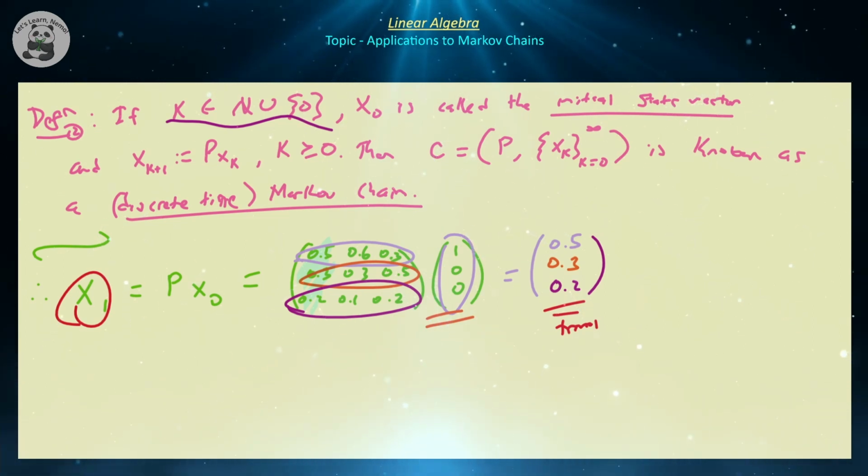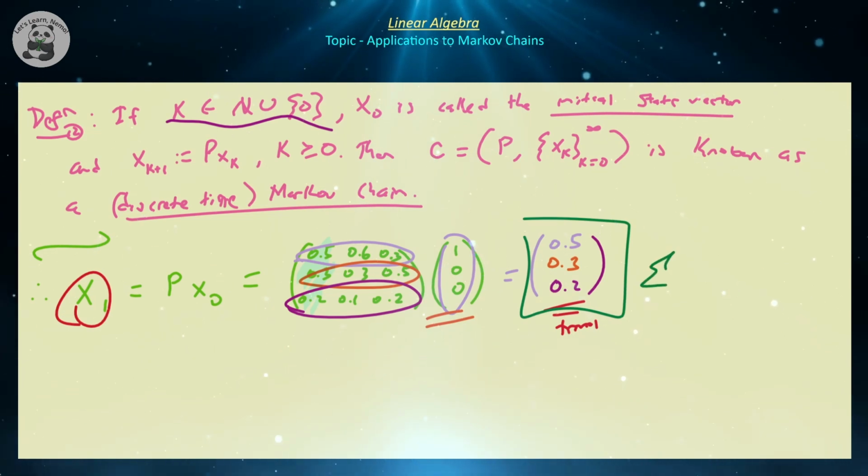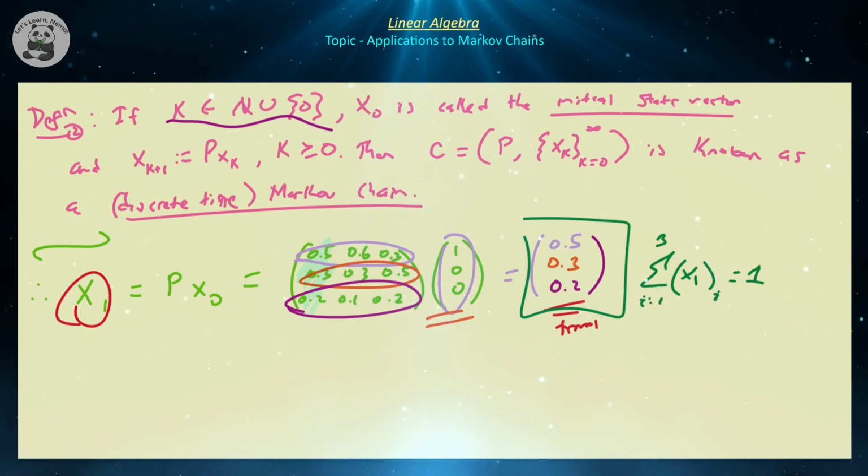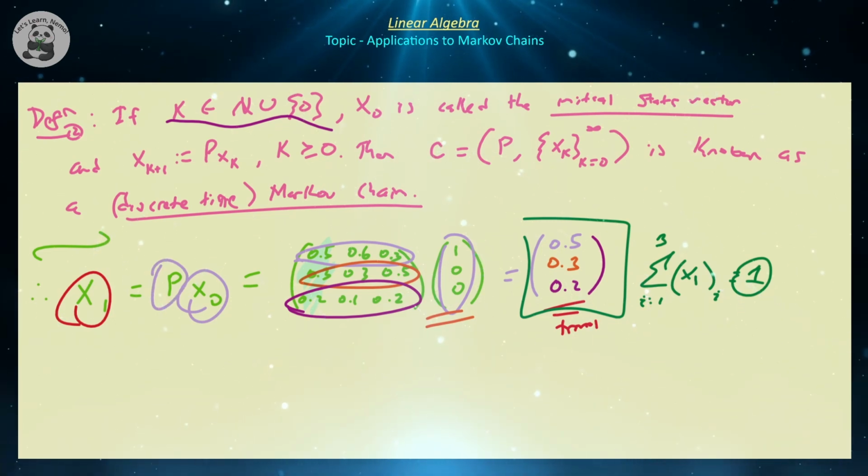Now, a very interesting thing is if we sum up all the values of x1, we still get 1, right? So if we sum across all values of i, where i ranges from 1 to 3, we still get 1, so this is still a probability vector. You should be able to verify that as long as x0 is a probability vector and p is a stochastic matrix or a probability matrix, then x1, x2, x3, x4 down to x infinity will also be probability vectors.